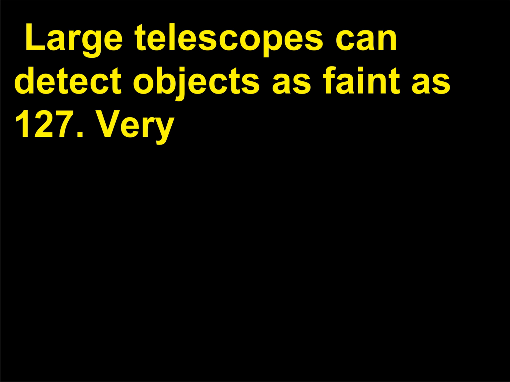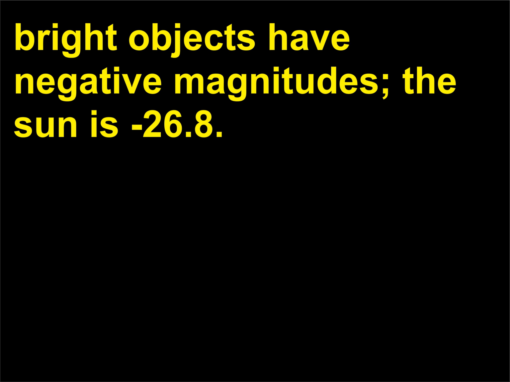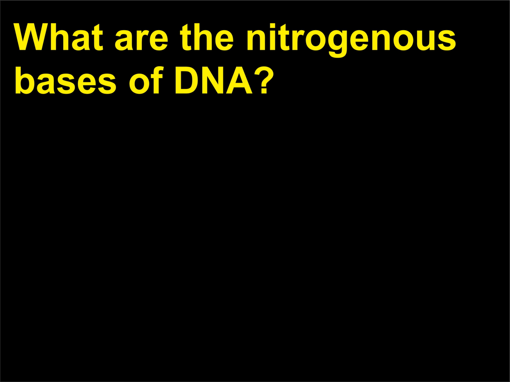Very bright objects have negative magnitudes. The Sun is -26.8. What are the nitrogenous bases of DNA?